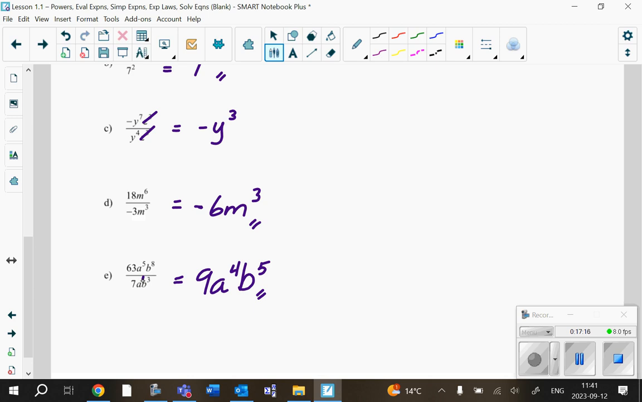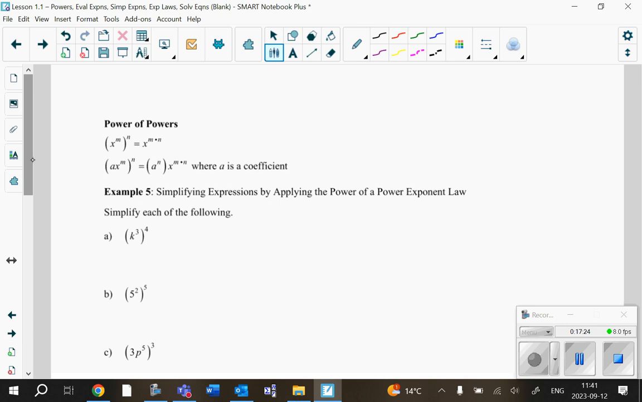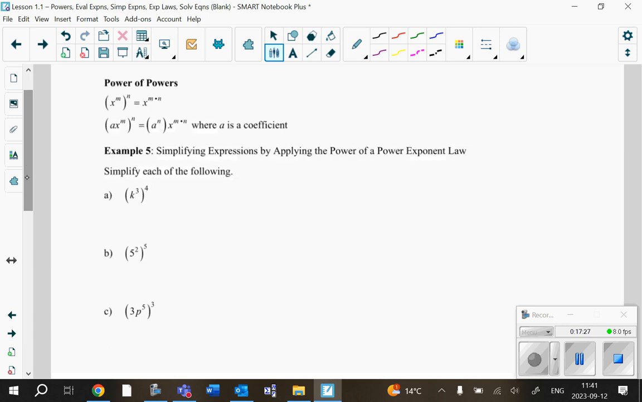We did learn another exponent law. Or did I? Nope, that's right. And that's when we take one power and we raise it to another power. What do we do with the exponents then? You multiply them. So what would the first one be? A. Base stays the same, multiply the exponents. What would B be? 5 to the 10th.